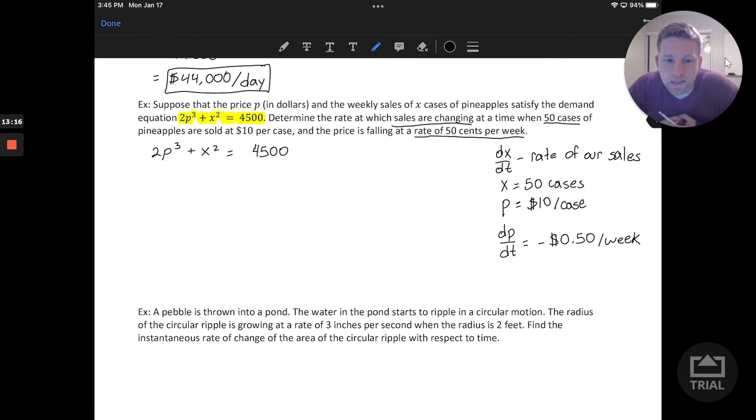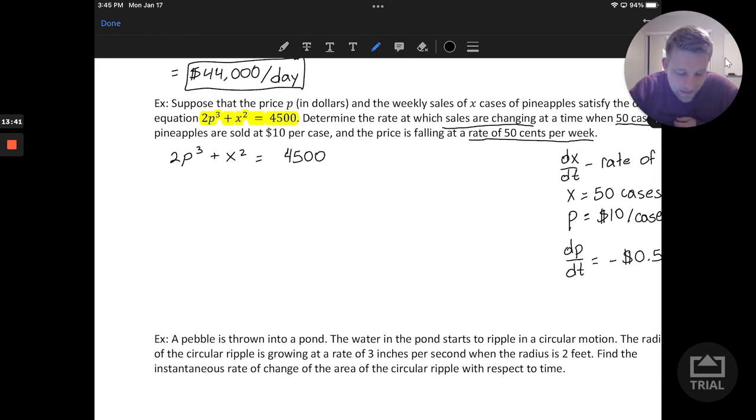Okay, so every week the price of pineapples is falling at 50 cents, or 50 cents less. Okay, so I think we have our pieces to consider. We want to go out and find dx/dt, the rate of change of our sales. So let's go ahead and jump into the equation. We want to first, again, take that implicit derivative with respect to time.